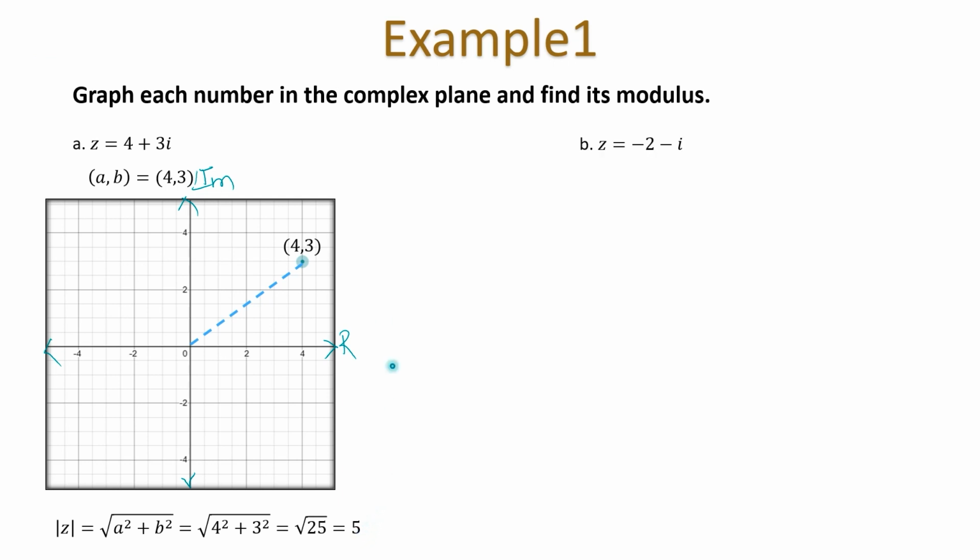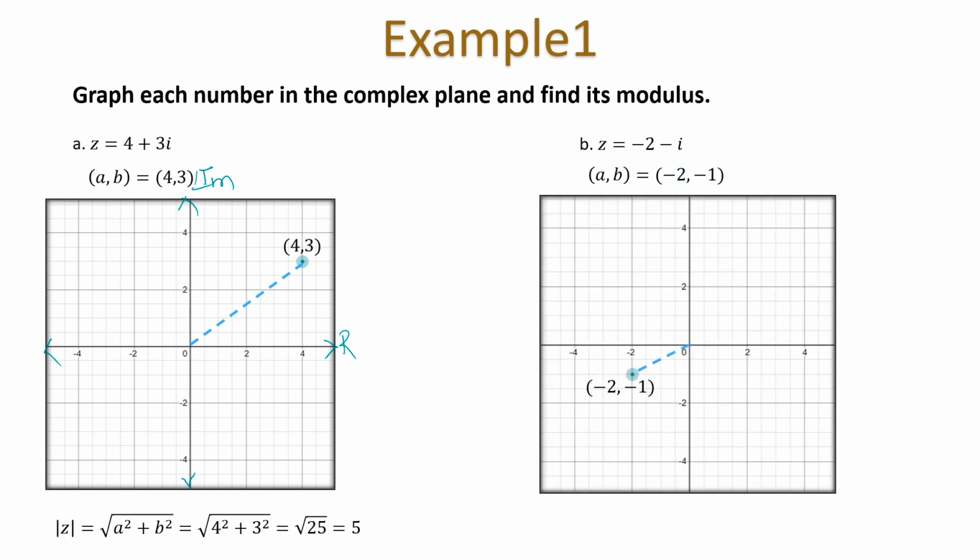Let's look at the second one. Here we want to graph the number in the complex plane and find its modulus again. So again, when we write it in the form of coordinates, this is (-2, -1). Again, we draw the complex plane, mark our real axis and the imaginary axis, and plot the point. To find the absolute value, we again use the same formula, square root of a squared plus b squared, substitute the values of a and b, and find the final answer.